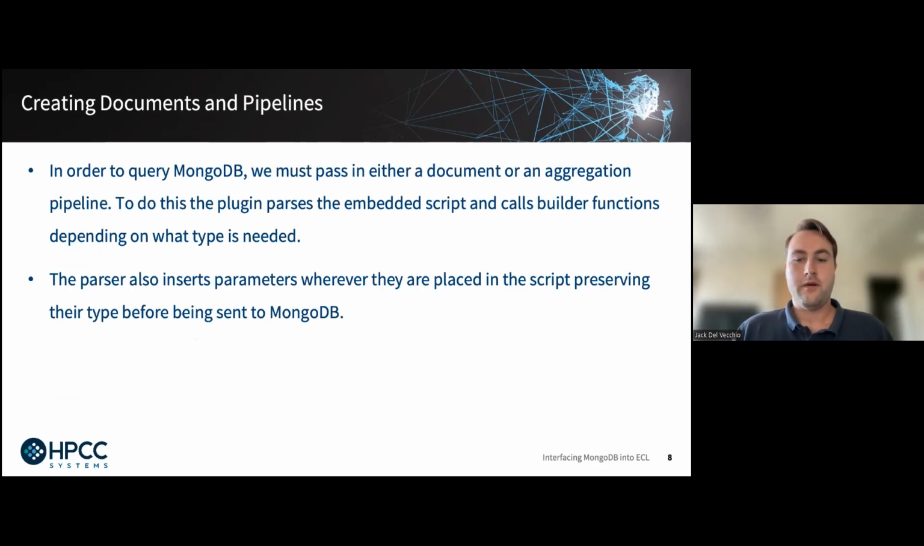So in order to query MongoDB, we need to provide either a document or an aggregation pipeline, which is essentially an array of documents. Some functions can take multiple documents as filters or other kinds of operations. So the plugin handles that as well. And then function parameters can be placed in the embedded script with the prefix $.